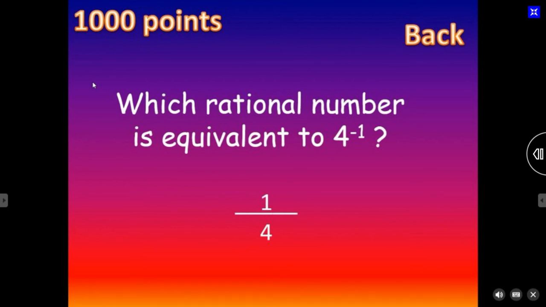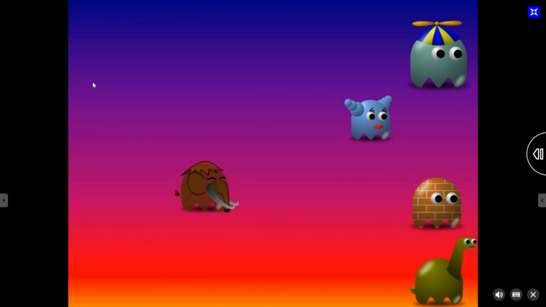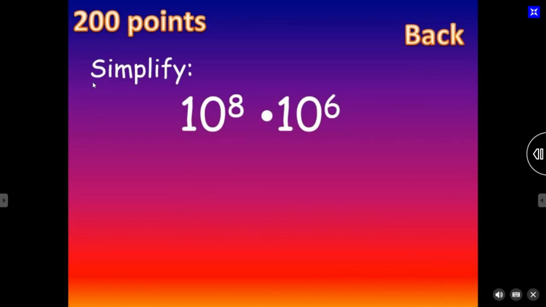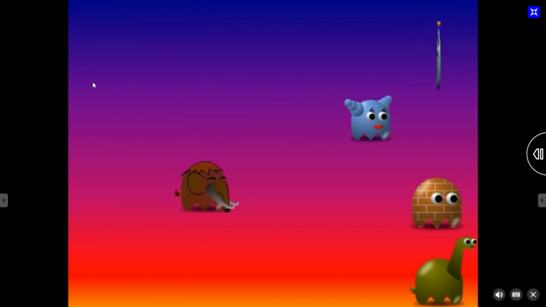Okay, I am at the beanie. 10 to the 8th times 10 to the 6th power. 10 to the 14. And you add. It should have been 10 to the 14th.